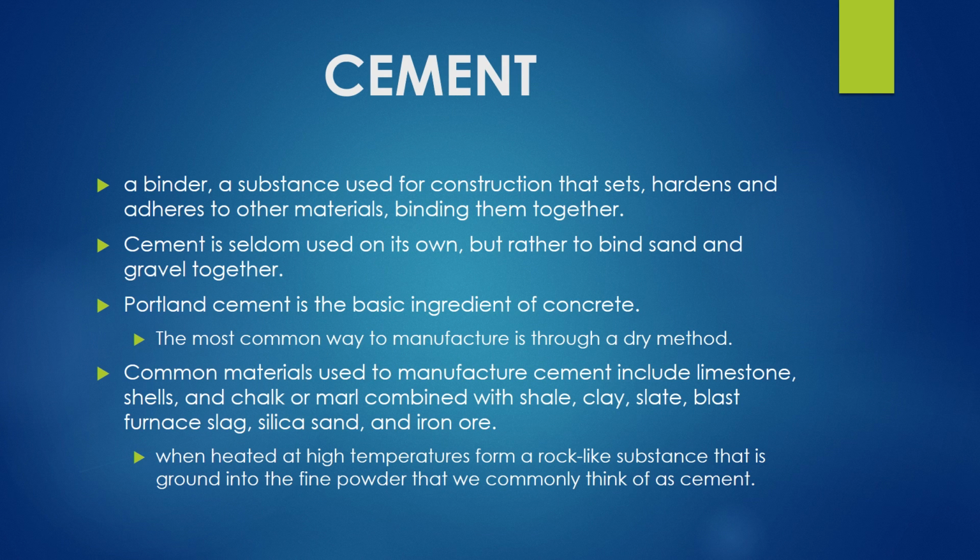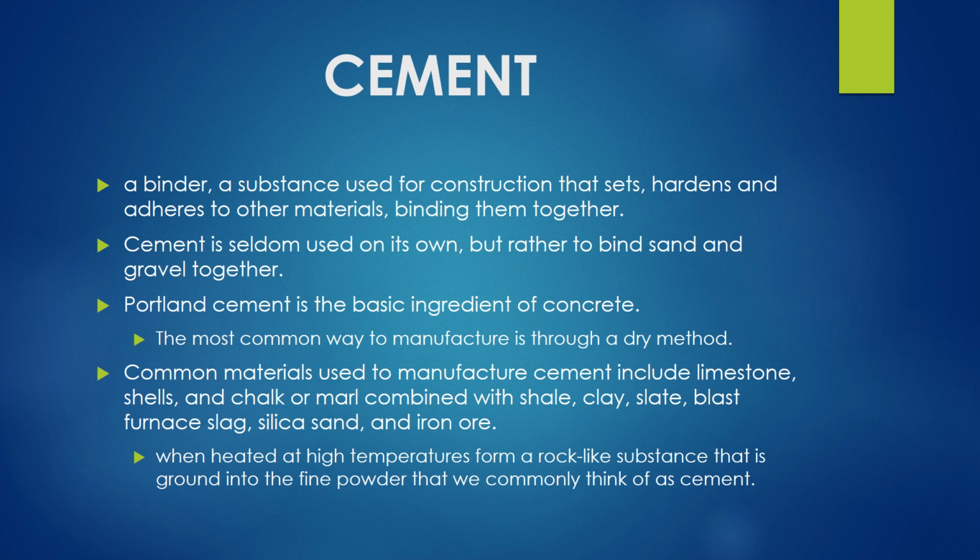Cement is a binder. It's a substance used for construction that sets, hardens, and adheres to other materials, binding them together. Cement is seldom used on its own, but rather to bind sand and gravel together. Portland cement is the basic ingredient of concrete, and the most common way to manufacture it is through a dry method.